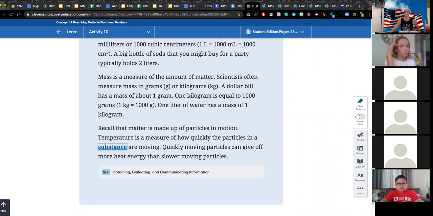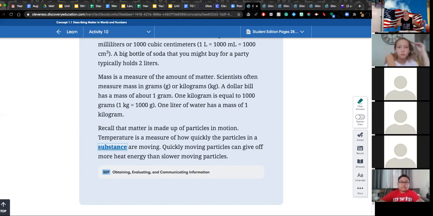Mass is a measure of an amount of matter. Scientists often measure mass in grams or kilograms. A dollar bill has a mass of about 1 gram, and 1 kilogram is equal to 1,000 grams. 1 liter of water has a mass of 1 kilogram.